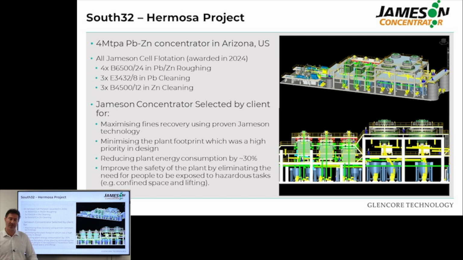Now, when we asked the client why he picked the Jameson Concentrator, he had the following answers. It maximizes fine recovery using proven Jameson Cell technology. It minimizes plant footprint, which was a high priority in the design. It reduces plant energy consumption by about 30%. And it also improves the safety of the plant by eliminating the need for people to be exposed to confined spaces or working at heights.